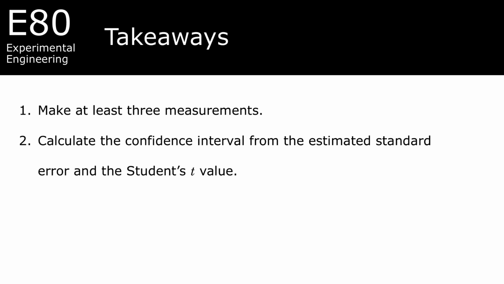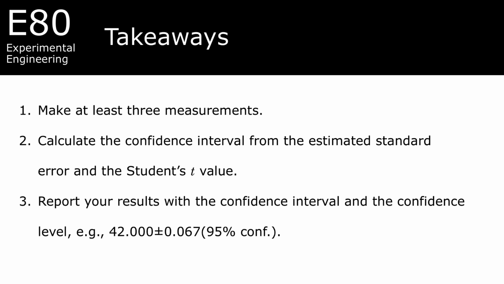The takeaways from this video are: 1. When measuring something, make at least 3 measurements, which gives you the greatest decrease in uncertainty per additional measurement. 2. Use the methods in this video to calculate your confidence interval from the estimated standard error and the Student's t-value. 3. Report your results with the mean of your measurements, the confidence interval, and the confidence level, for example 42.000 plus or minus 0.067 at 95% confidence level.